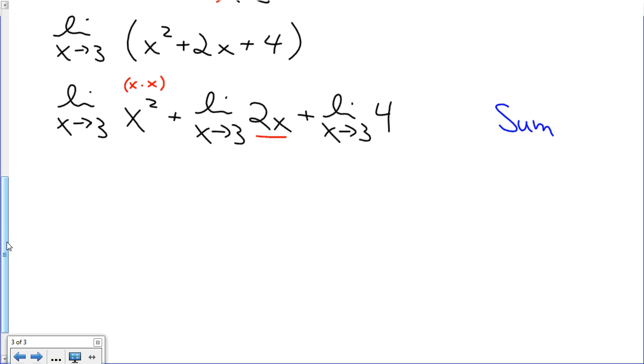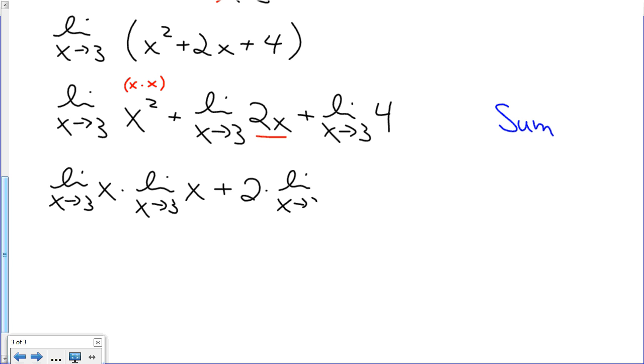So let's deal with the x squared, or the x times x first. Our property was the limit of a product is equal to the product of the limits. So I can rewrite that as the limit as x goes to 3 of x times the limit as x goes to 3 of x. I'm going to go ahead and take care of this middle term at the same time. Here we've got a constant times a function. So our property was the limit of a constant times a function is equal to the constant times the limit of the function. So it's 2 times the limit as x goes to 3 of x.